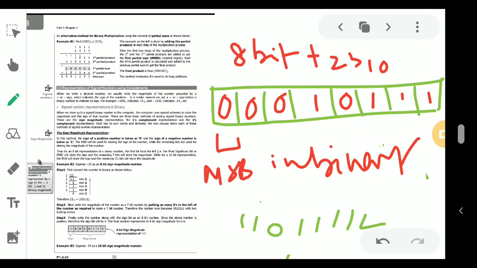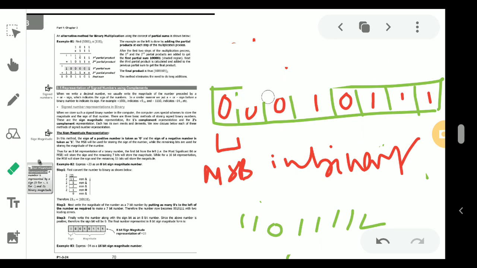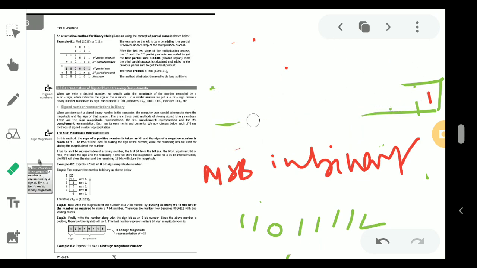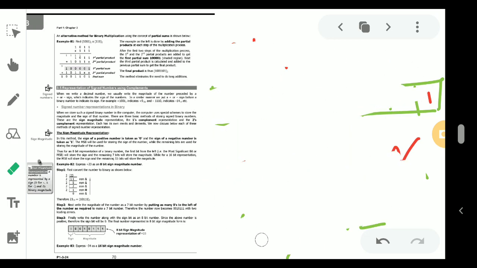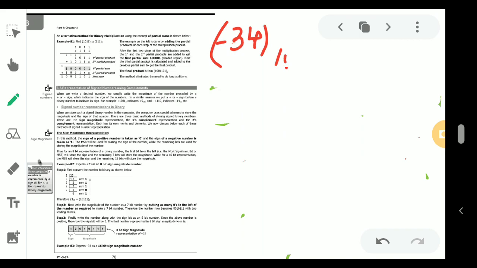Now let's start with another one, a negative one. The number is minus 34 base 10, and we have to represent it in 16-bit format. So what is my first job? The first job is to convert 34 into binary digits.